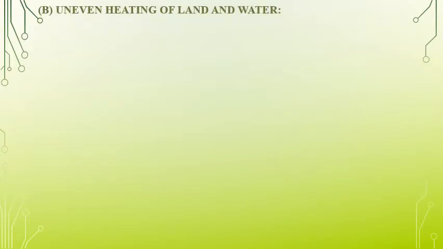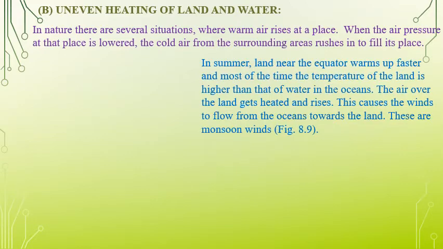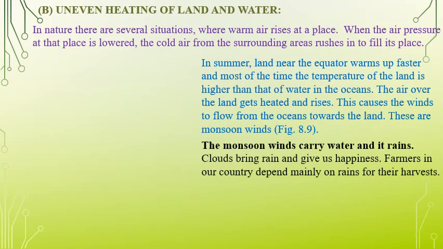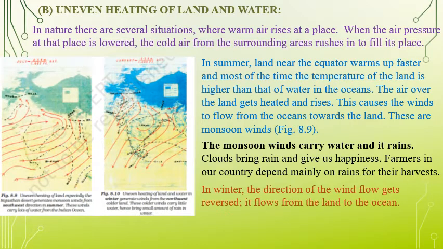And then comes: uneven heating of land and water. In nature, there are several situations where warm air rises at a place. When air pressure at a place is lower, the cold air from the surrounding areas rushes in to fill its place. And this is what we see in summer and winter. Check in this figure 8.9.